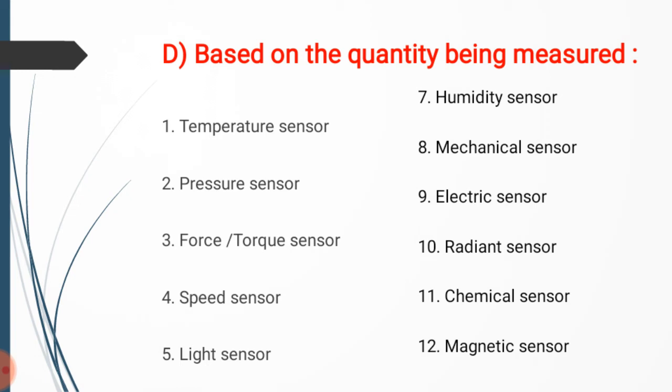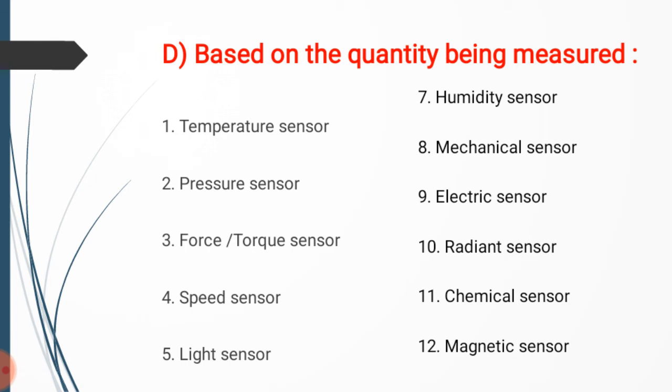Next is the light sensor. The light sensor is used to measure the light intensity. Light is a physical quantity, so this sensor is used for that. So this is one type of sensor based on the quantity being measured. Next is the humidity sensor. We know that humidity measurement is also very important. For humidity measurement there are different types of sensors, and humidity is the physical quantity.